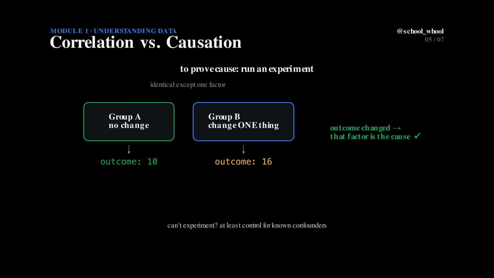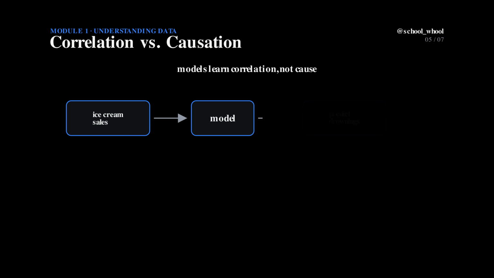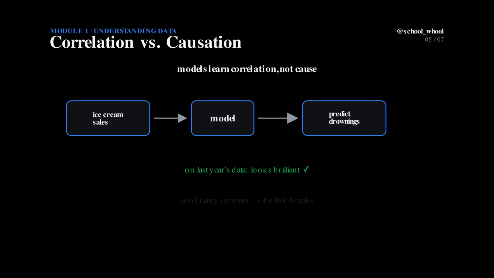Why does this matter for machine learning? Because models feed on correlation, they have no idea what causes what. A model could happily use ice cream sales to predict drownings. On last year's data, it looks brilliant. But lean on a spurious link, and the day the hidden cause shifts, a cool, rainy summer, the model falls apart. Prefer features that have a real reason to matter.